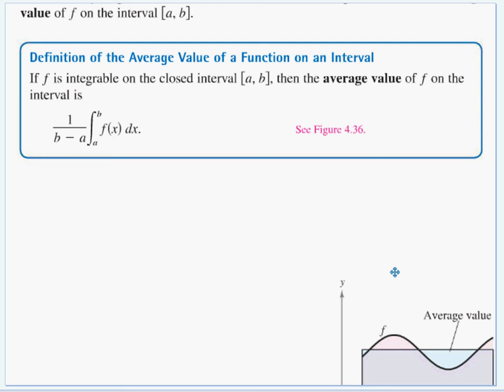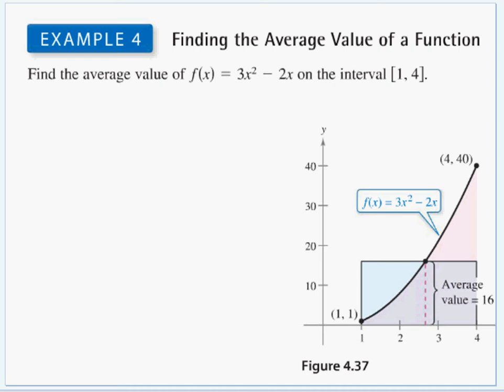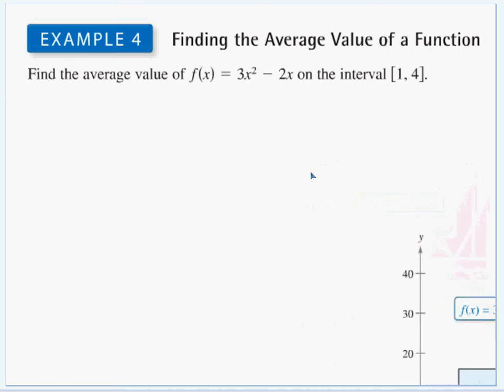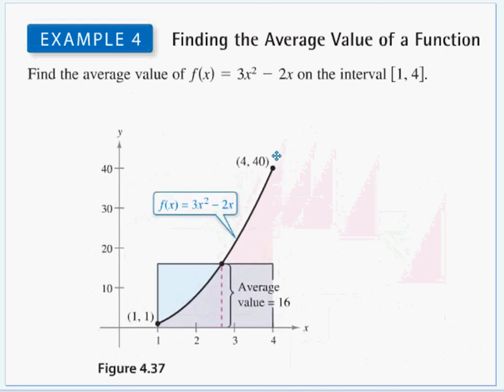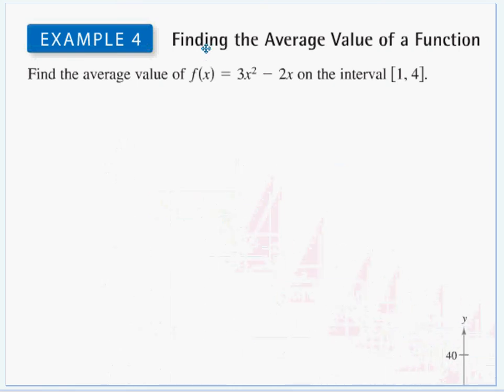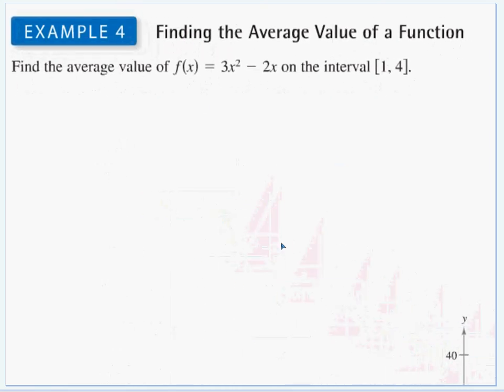And let's see, there's an example that goes along with this. Oh, there it is. Find the average value of this function on the interval from 1 to 4. So 3x squared minus 2x, it is parabolic in shape opening up. Here's the book's graph on that. We want to find the area from 1 to 4 here and turn that into an average value. Ooh, and I spoiled the surprise. Don't look at that. Okay. So let's set this up.